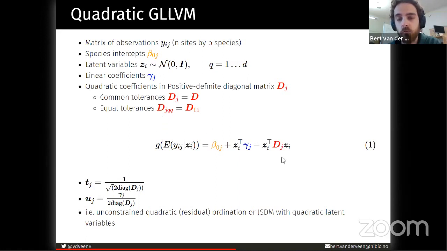So that gives this equation 1, where the first two terms are essentially the linear GLLVM, and then we add this extra quadratic term that's negative only to produce these concave shapes. And from this model, we can derive the tolerances and species optima. So essentially, we then get unconstrained quadratic residual ordination, or a JSDM with quadratic latent variables.